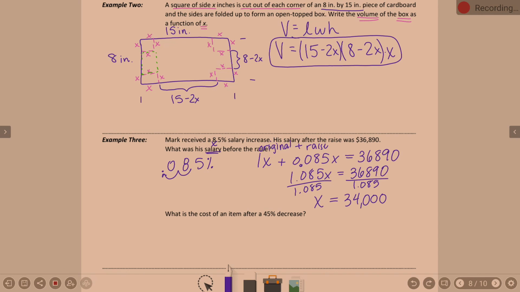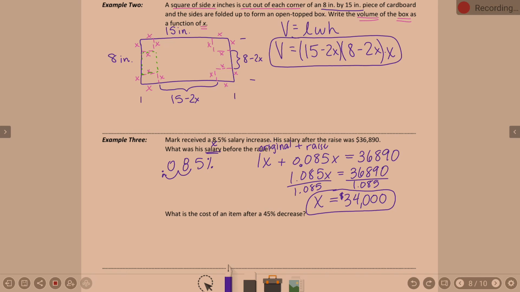Okay. Your calculator would give you 34,000. Exactly? Yes. That is so nice. Okay. So, what is that 34,000? His original salary. So if you take 34,000 and you multiply it by 0.085, you should get that raise, and you add it back on to 34,000, you're going to get 36,890. Wow. Okay.